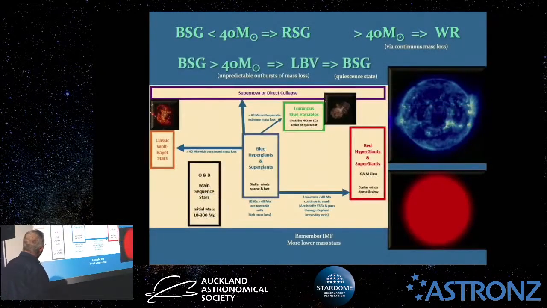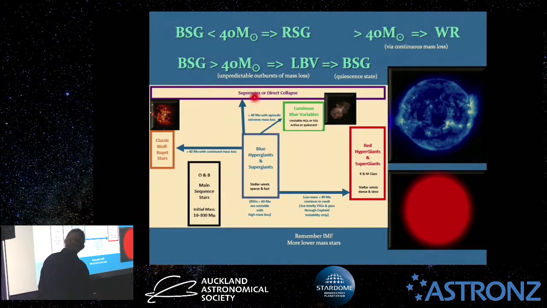Your blue hypergiants and supergiants, if they're less than 40 solar masses, just gently puff out to red hypergiants and supergiants. If they're more than that, they start losing mass. If it's continuous, they end up as a classic Wolf-Rayet star. If it's episodic, they end up as luminous blue variables. They can also go directly to supernova or direct collapse. Let's just call it a supernova for now. That's a different talk, but essentially most of them end up as a supernova explosion.